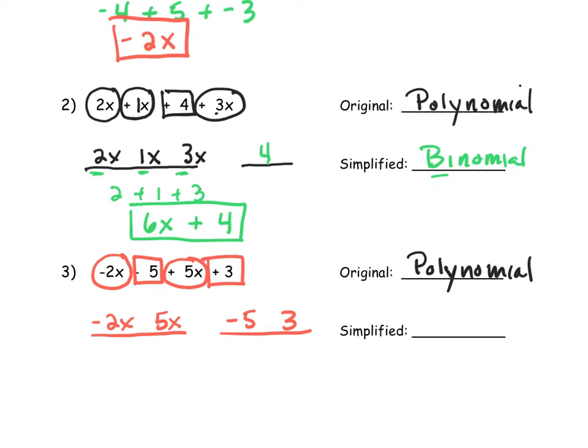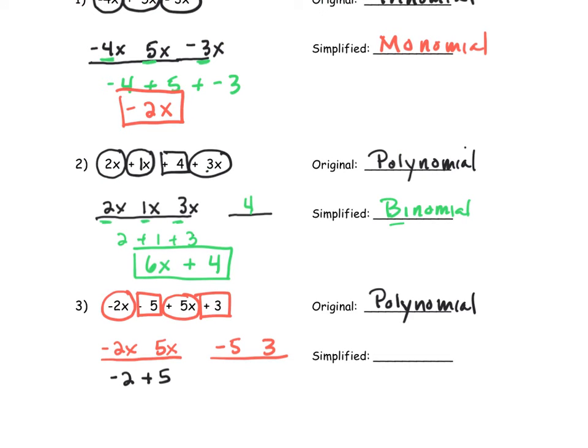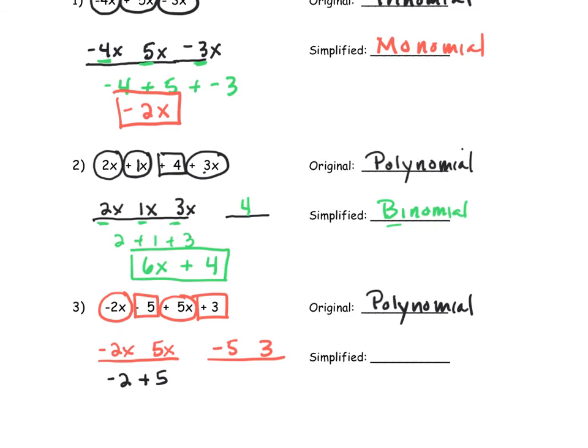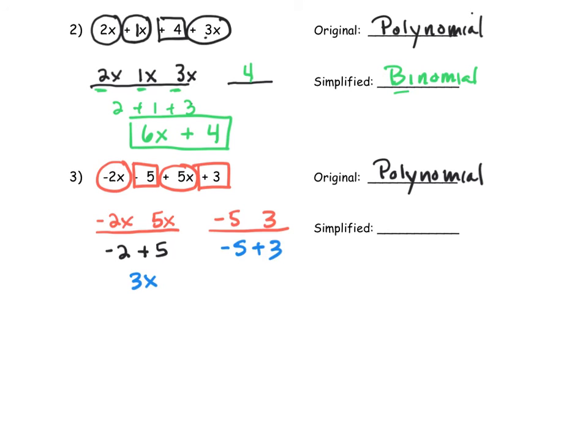So now when I go to add this first set, I have a negative 2 plus a positive 5. So can you please tell me what my x terms would be when I gather them up and combine them? If you said this is 3x, you are correct. And then we're going to combine our negative 5 with our positive 3. Would you please do that? And if you said that's negative 2, you are correct.